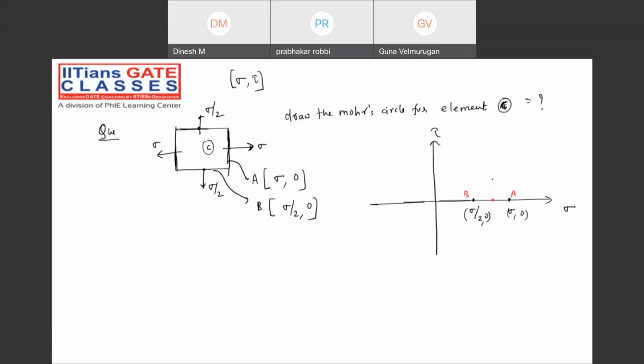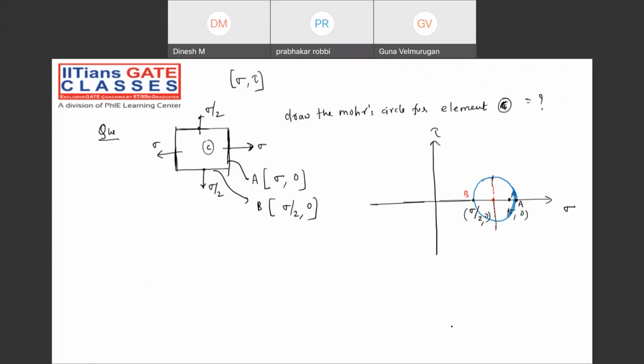Take whatever elements you have, or maybe some instrument you have for drawing the circle. Draw the circle by taking the radius. Draw the circle like this. This is the point A, which is sigma and 0, right? This is going to be the Mohr circle for this particular case. All of you understanding?